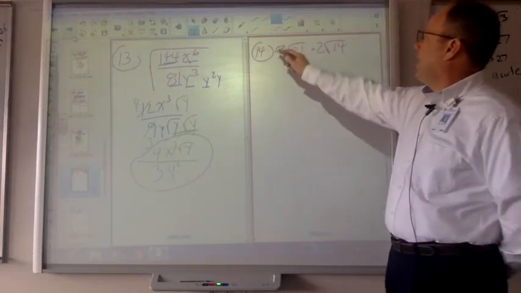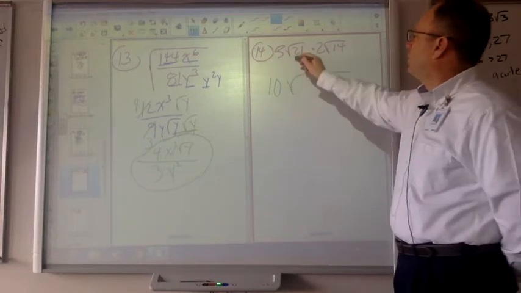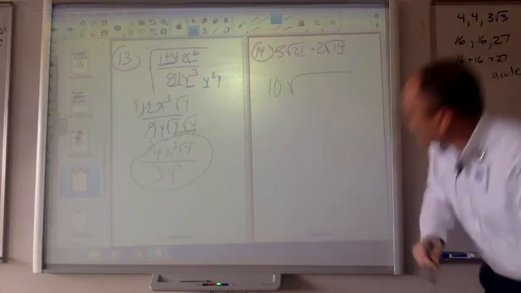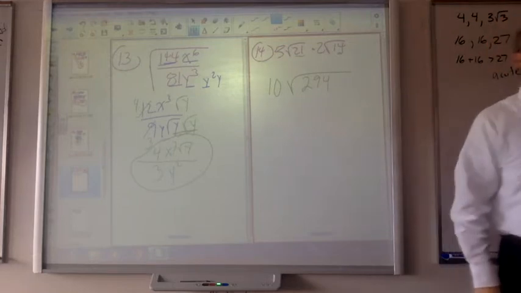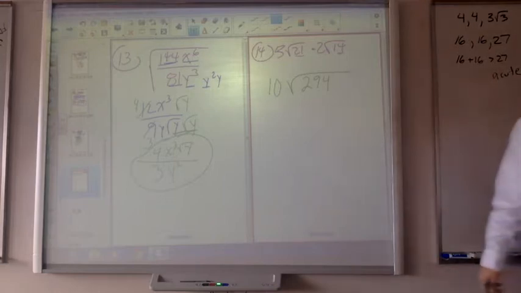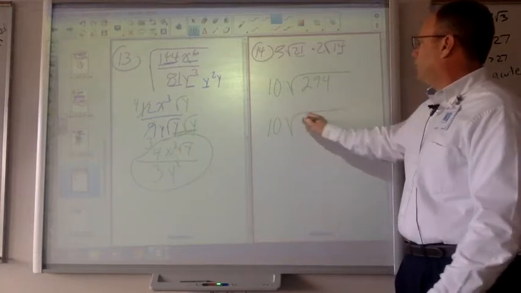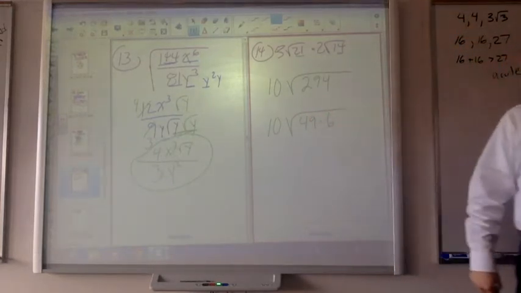We're going to multiply 5 times 2, that's 10. And then, help me out, what is 21 times 14? 294. Thank you. All right, so 294. So now we have to figure out the biggest perfect square. Brandon, did 49 go into that? Yeah, 6 times? Sweet. So 49 is the largest perfect square that works. So 49 times 6 is the same thing as 294.